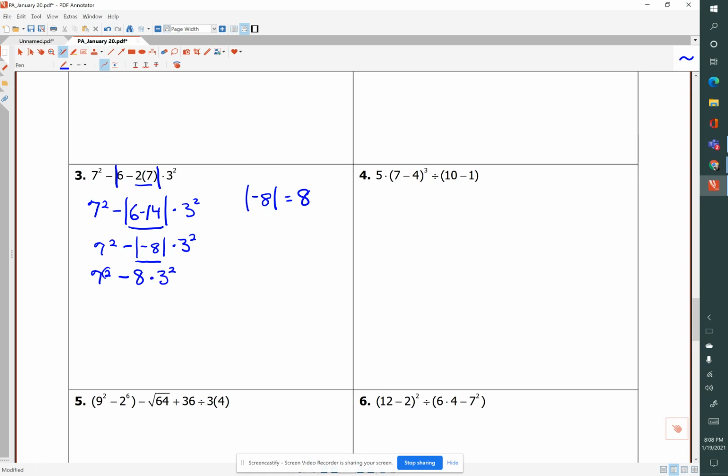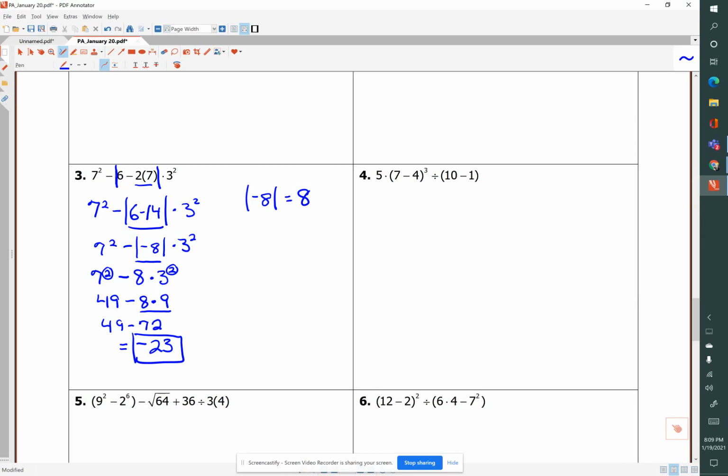Now we can work these exponents. 7 to the second power is 7 times 7, which is 49, minus 8 times 3 to the second power, which is 3 times 3, which is 9. Now I have subtraction and multiplication. I have to do that multiplication. 49 minus 8 times 9, which is 72. And then 49 minus 72 is a negative 23. And that is our final answer.